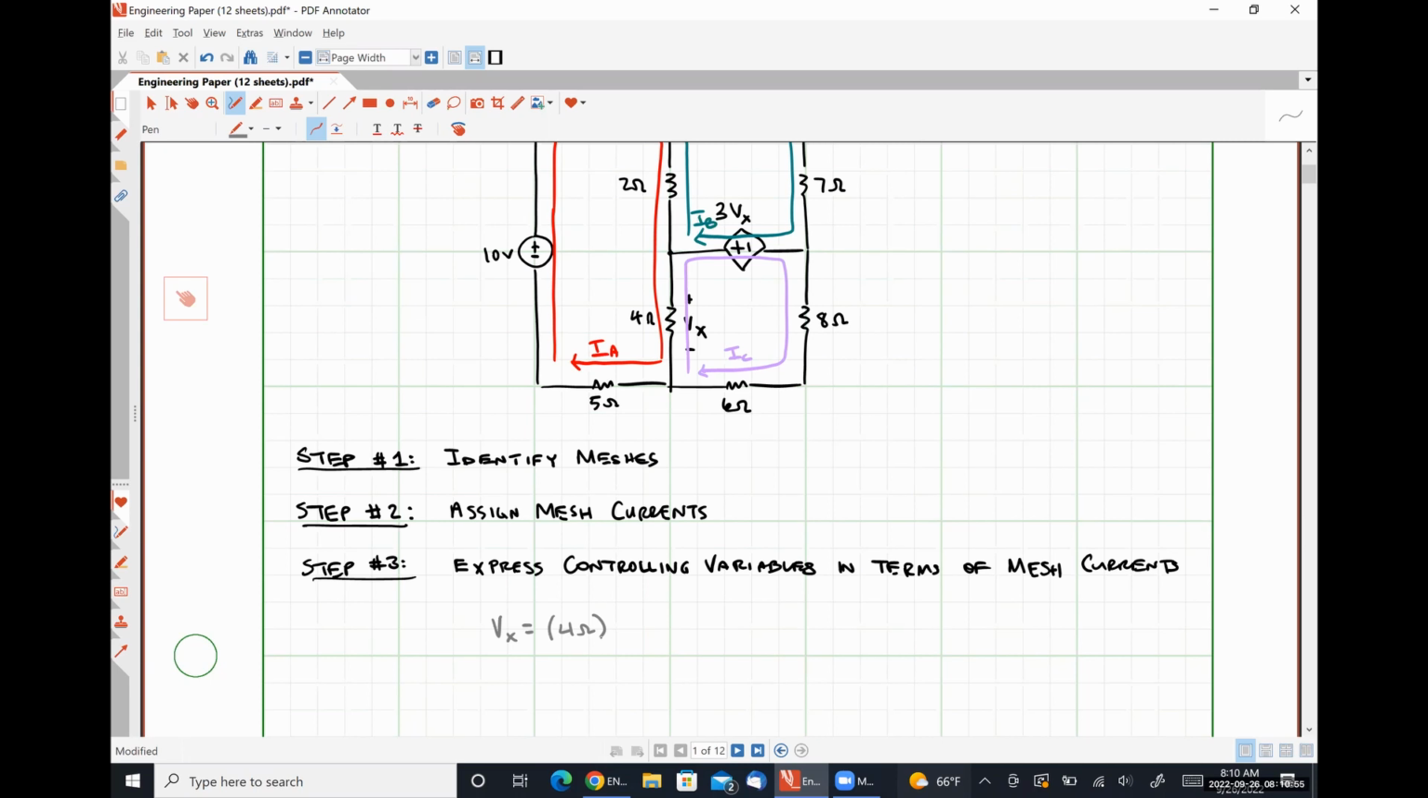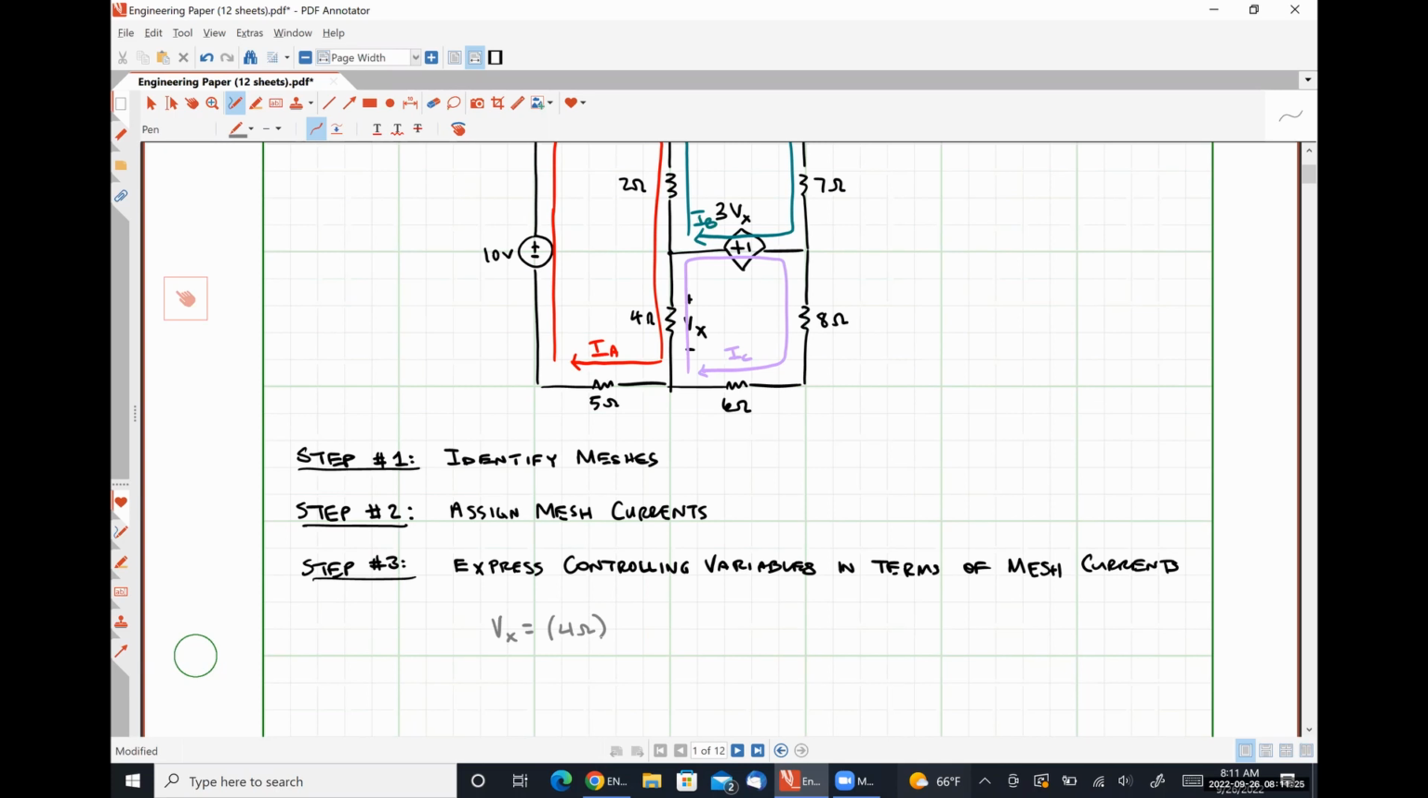Now here's where things get slightly more complicated, okay? The total current that's flowing through the 4 ohm resistor is going to be some combination of IA and IC, because that 4 ohm resistor is shared between those two meshes. So what we're looking for is the mesh current that's flowing into the positive polarity terminal minus the mesh current that's flowing into the negative polarity terminal.